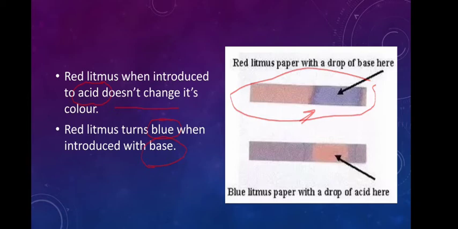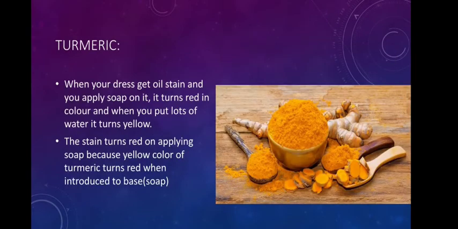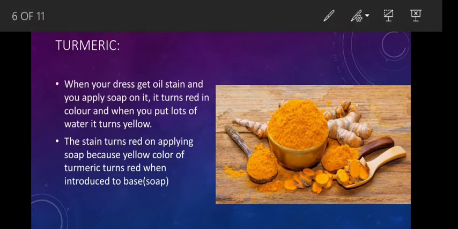The next natural indicator is turmeric. Turmeric, you all know, it is there in our kitchen. Haldi, I think you all know all this. Every day we use it in our food, right? Yellow color, that is turmeric.